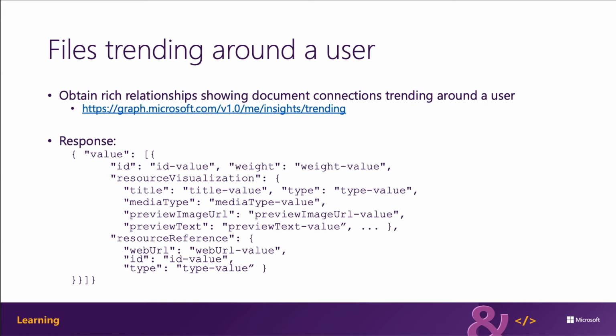OneDrive files and files stored in SharePoint team sites can trend around a current user. To get a list of documents that are trending around the current user, you can submit the following HTTP request to the Microsoft Graph, going to the me/insights/trending endpoint. And the request is going to return a collection of documents, each with an assigned weight that can be used to rank the relevance. You can see that listed here on the slide.